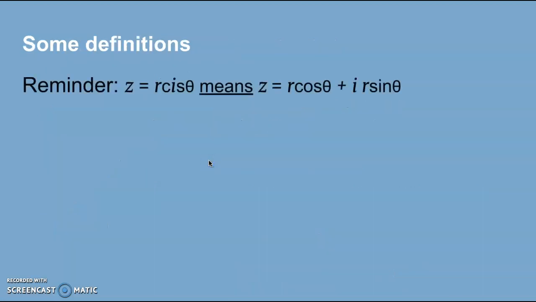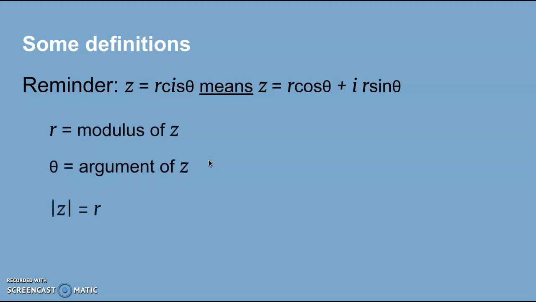Just a reminder, z equals r cis theta means z equals r cosine theta plus i times r sine theta. r is called the modulus of z. Theta is the argument. And if you would like the magnitude of the complex number, that's r.